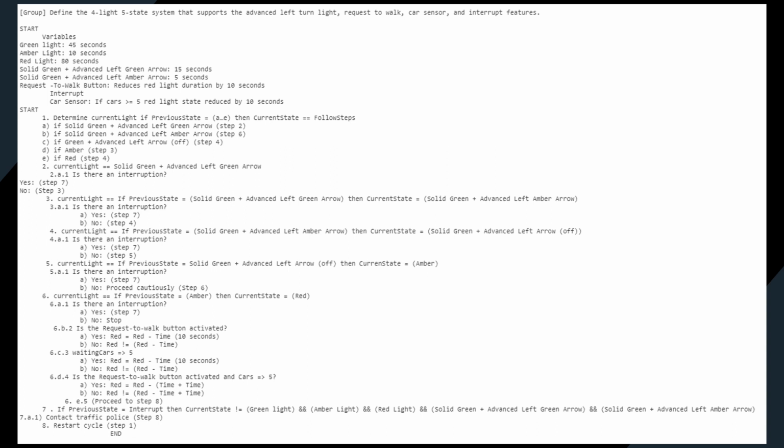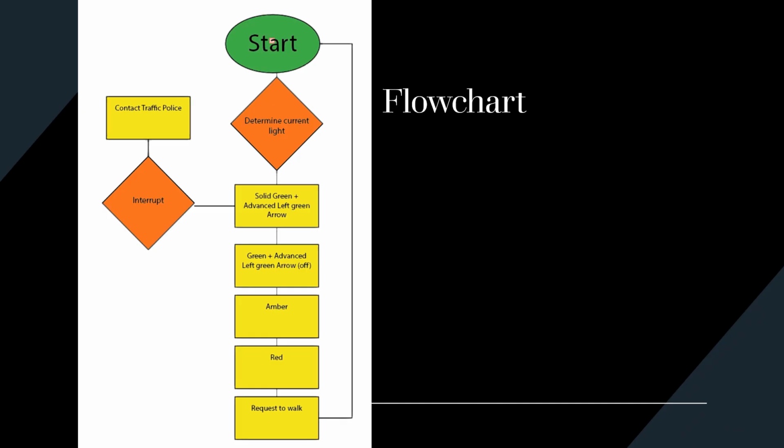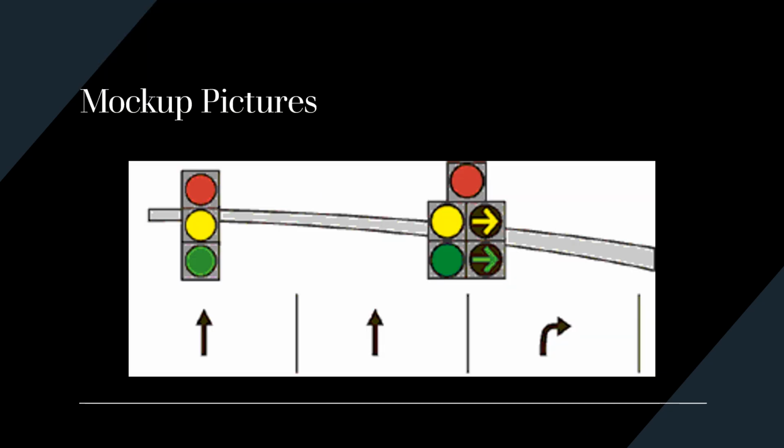And we also had to take into account the waiting cars and if the request to walk button was pressed. And as you can see, it all plays out there, and that's the solution we created for the workshop. And there's a flowchart which is a simpler design, but essentially has the same structure, and it all works in determining the current light. And that's what we implemented in our system for the solution.